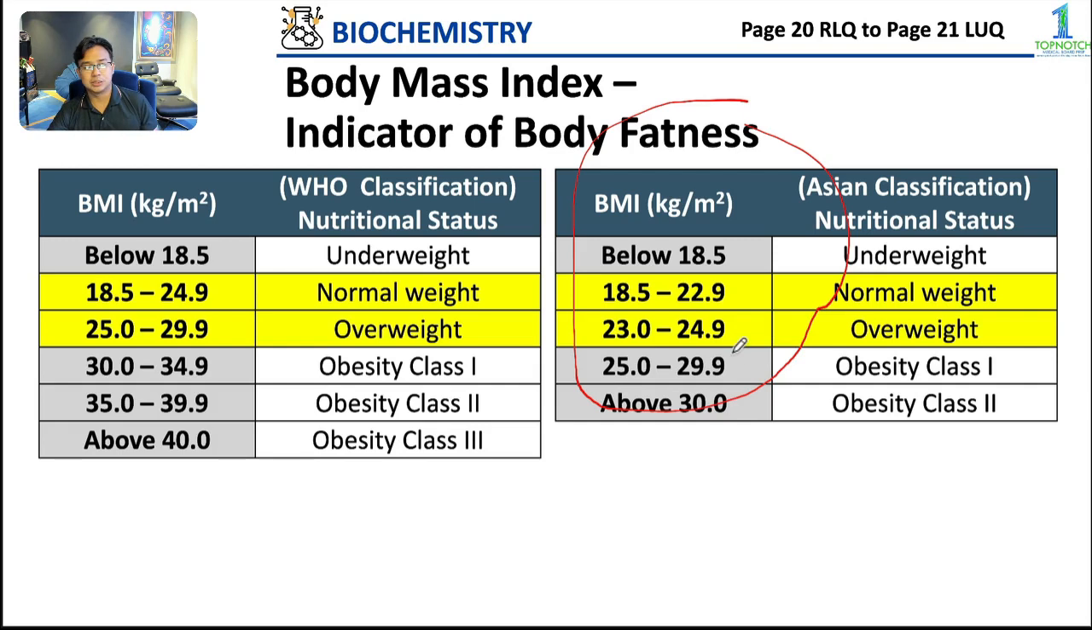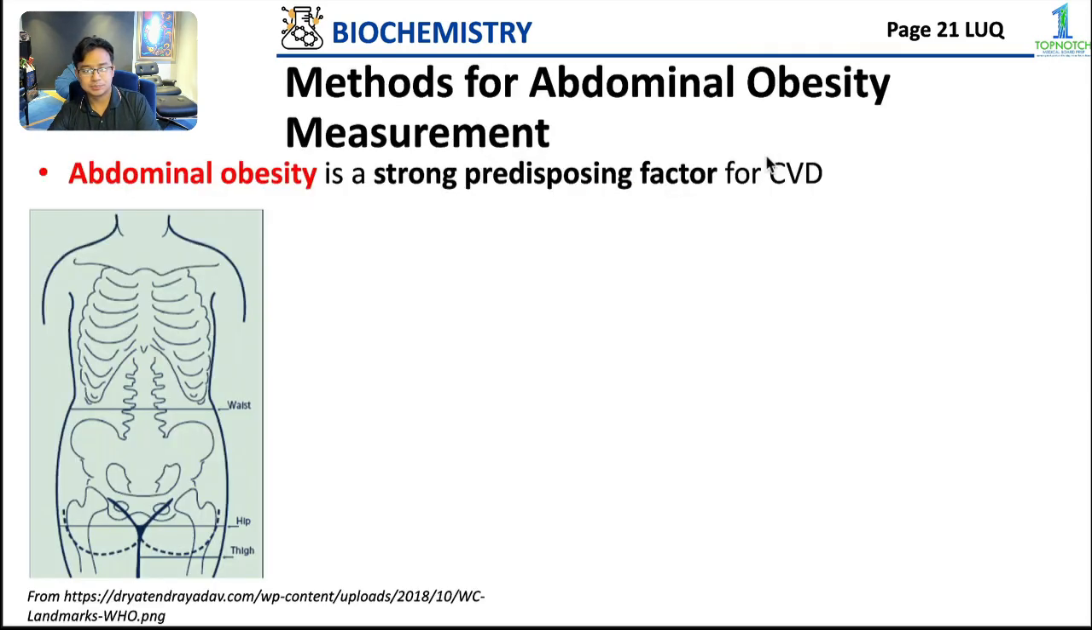of overnutrition. So take note of this categorization. On the other hand, abdominal obesity reflects visceral fat deposition, kung gaano karami ang taba mo na naiimbak sa iyong tiyan. This is an important parameter because abdominal or visceral obesity is a strong predisposing factor for cardiovascular diseases.